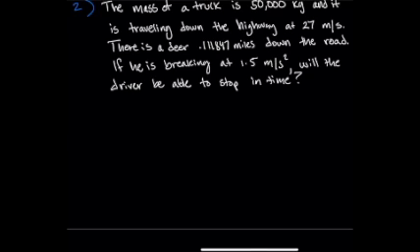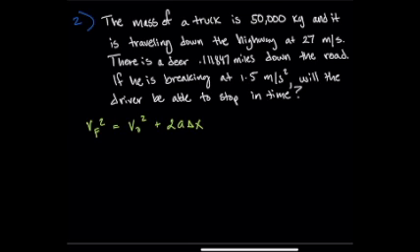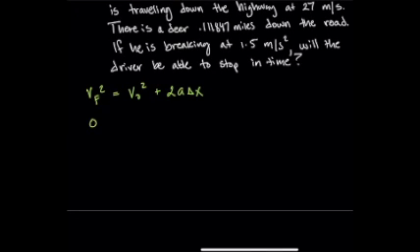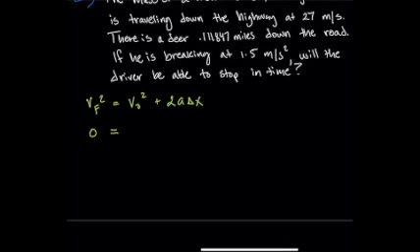Rewrite it. So that equation is v final squared is equal to v initial squared plus 2a delta x. We're not given the final velocity explicitly, but if you know that it's braking to stop, then we know that the final velocity is going to be 0. We are given the initial velocity. It's 27 meters per second. We're given the acceleration. We're told that he's braking at 1.5 meters per second squared.